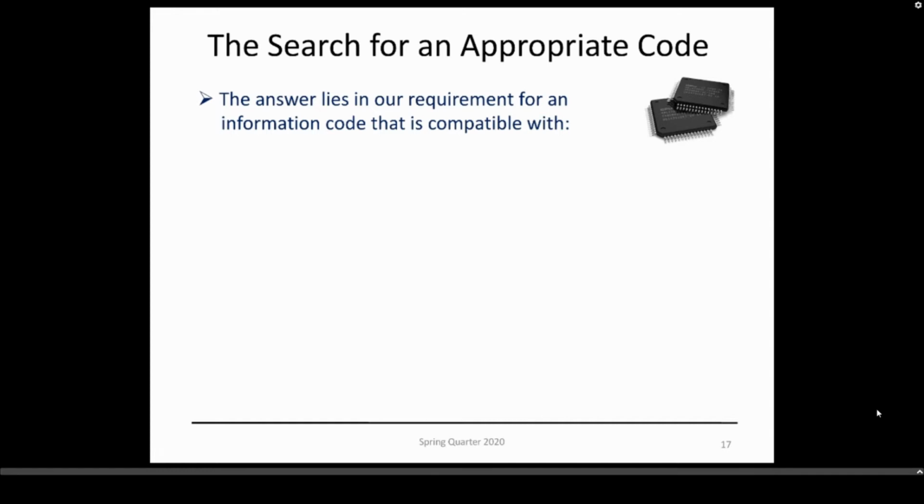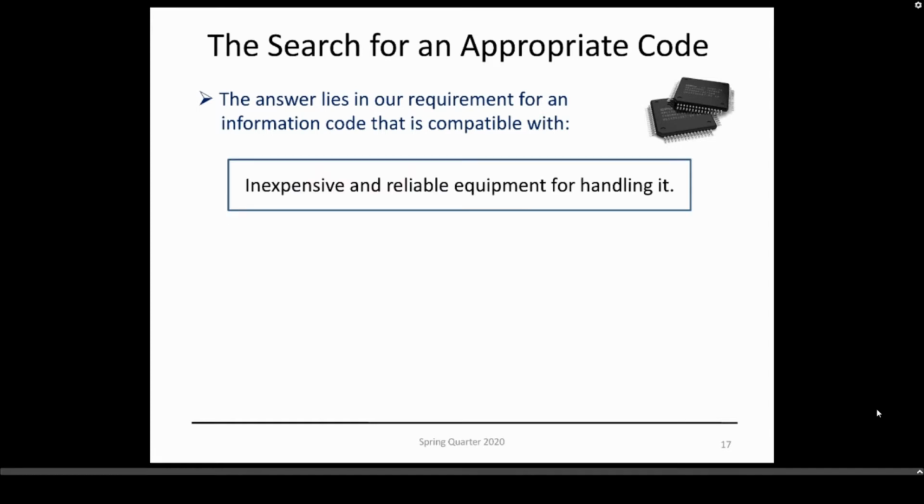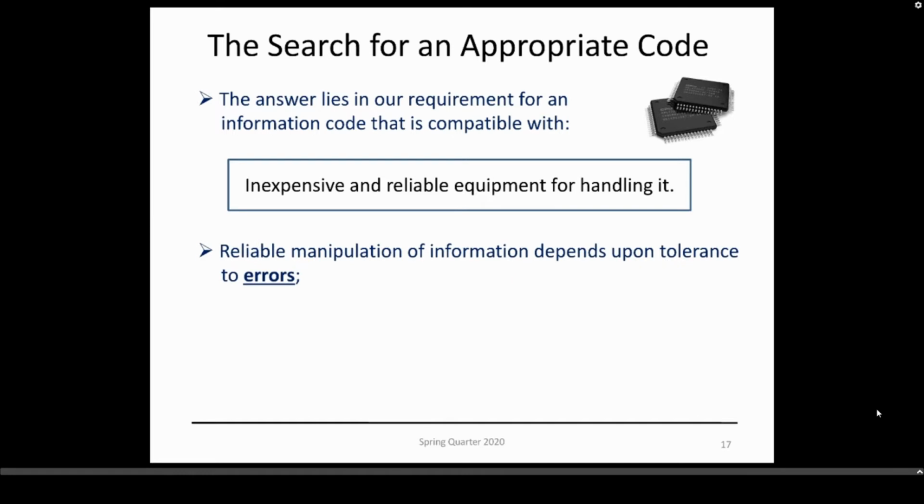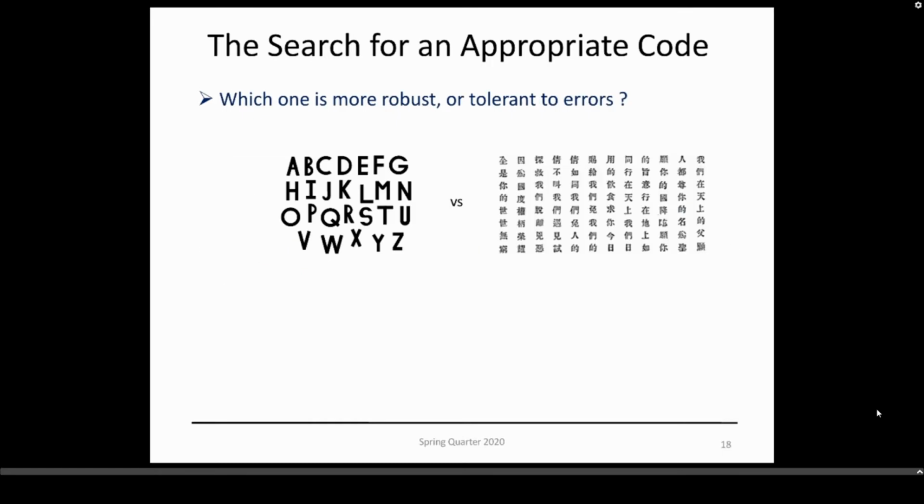We are dealing with computers and electronics, so we want something that is inexpensive and reliable, and something that is tolerant to errors. When we set this requirement and we go back to these two coding mechanisms, are these encoding mechanisms robust and tolerant to errors? Well, let's see, for example, the English alphabet here. What if I transmit an A and I get an error, which is putting a dash like this on top of the A? It's still an A. It's a little bit tolerant to errors.